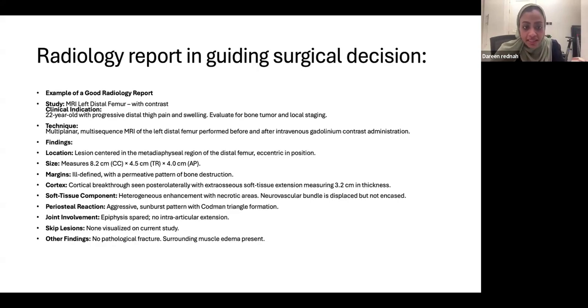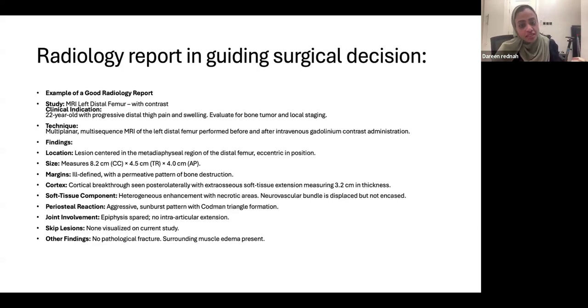Periosteal reaction: aggressive sunburst pattern with Codman triangle formation. Joint involvement: epiphysis spared. No intra-articular extension. Immediately, the plan here is extra-articular resection of the tumor because the imaging told us that there is no intra-articular extension. This is very important. Skip lesion: not visualized on the current study, which is good. That means I don't need to extend my resection or take the patient for palliative care instead of a surgical plan. Other findings: no pathological fracture, surrounding muscle edema.